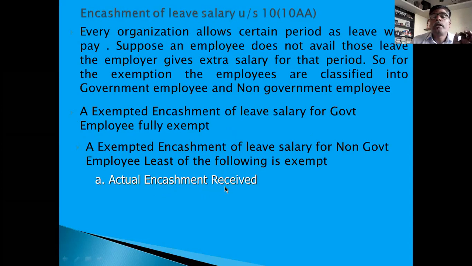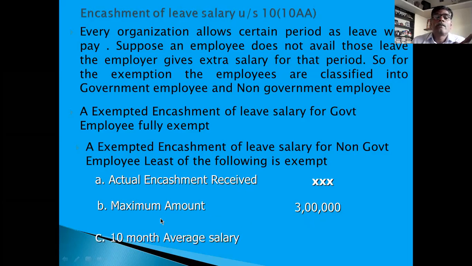First point is the actual encashment amount received, the total amount received. And the second limit is a maximum of rupees 3 lakh. Maximum rupees 3 lakh is exempted. And third is 10 months salary. At the time of retirement, you calculate the average salary of a month, and 10 months salary is to be the third point. And the fourth point is the actual salary for the approved period.